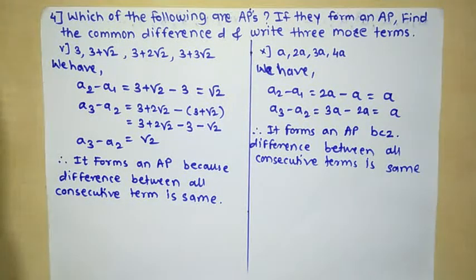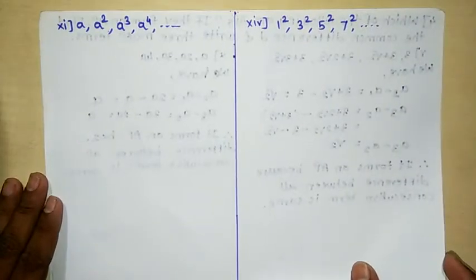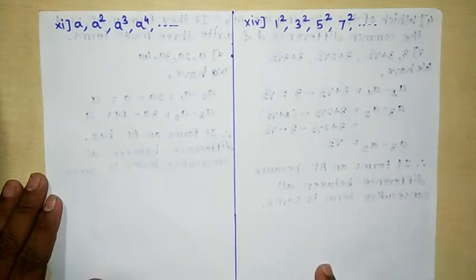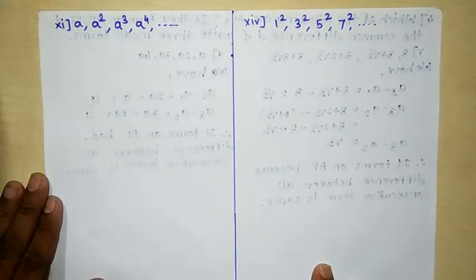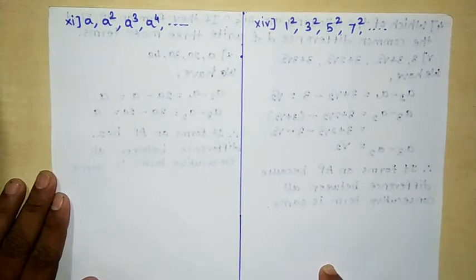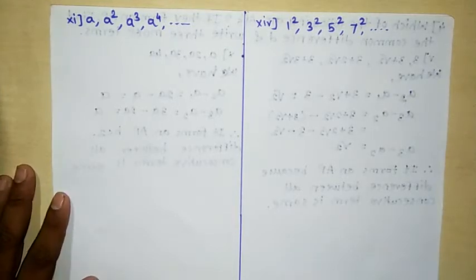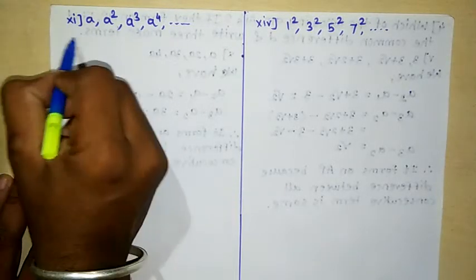Now we will see the solution for question number 11, that is sub question 11. In this sub question 11, we have the list of numbers like this. Variables are given: a squared, a cubed and a raised to 4.